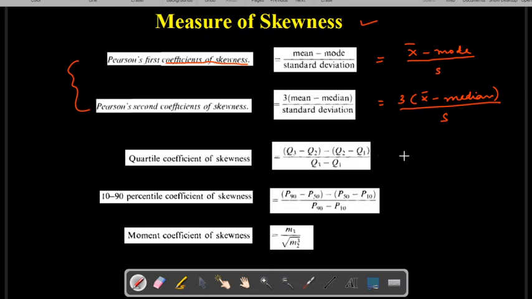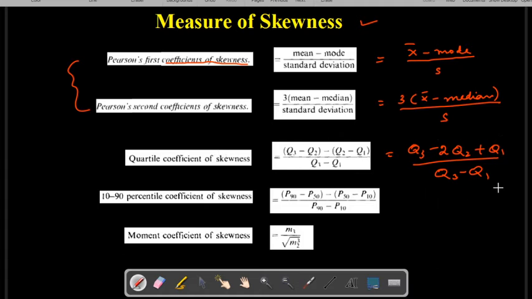So here you can rewrite this formula once again. How can you write? Minus Q2, minus Q2, minus 2Q2 will come. When you open the bracket, minus Q2, minus minus plus Q1 will come. So you can write this as Q3 minus 2Q2 plus Q1, divided by Q3 minus Q1. So you can rewrite in this format. This is called quartile coefficient of skewness.